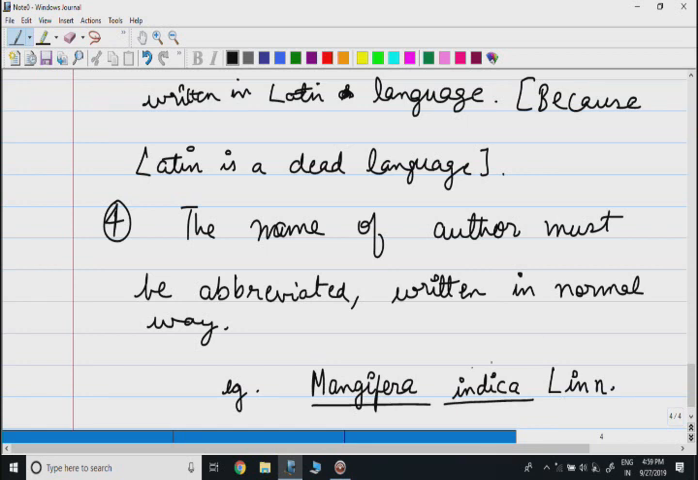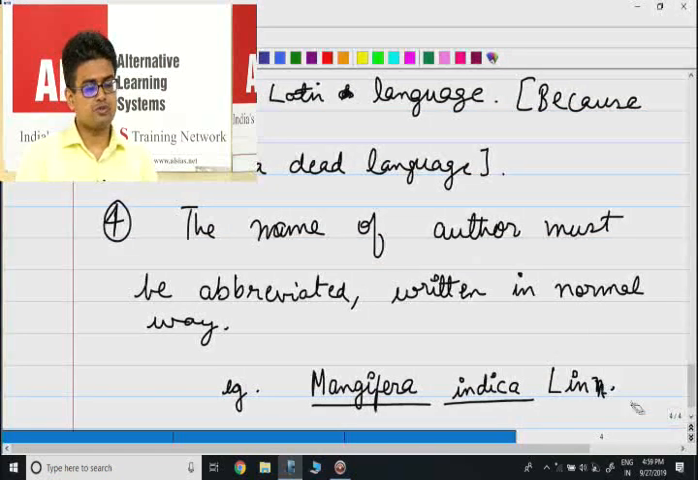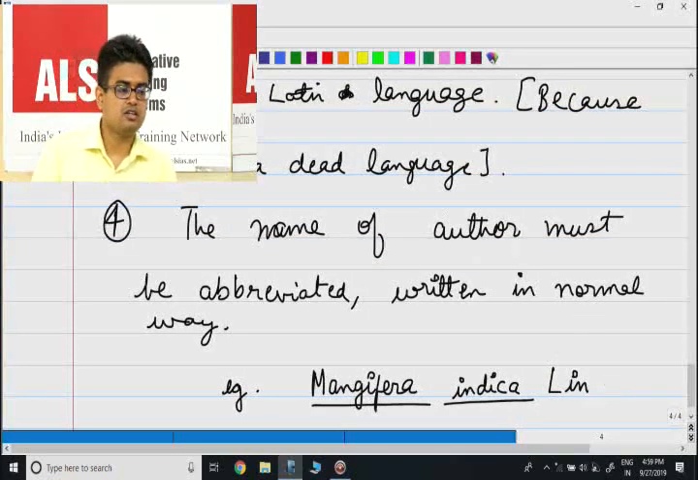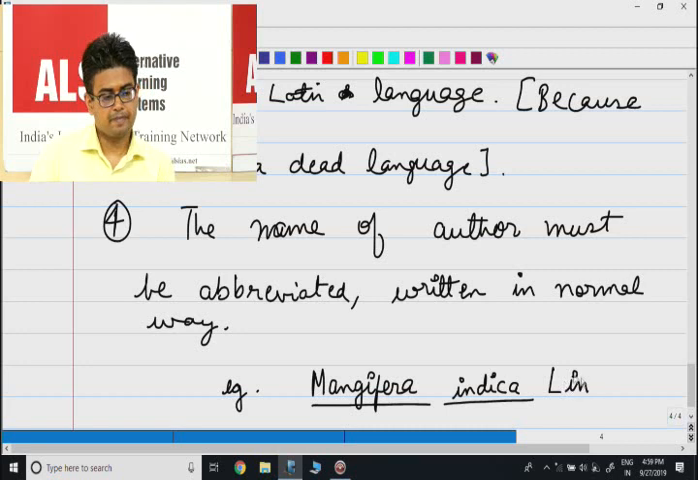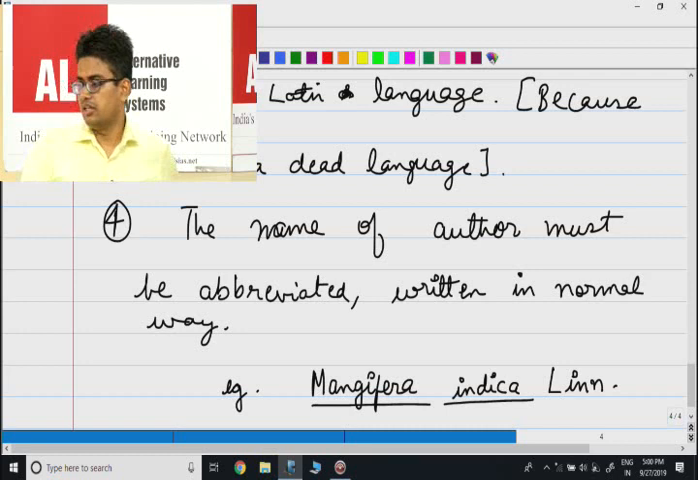Anyway, Mangifera indica, indica is in Latin. Linnaeus's own name is written, but it is written in short. If it's a scientist named Roxburgh, who discovered Pinus gerardiana or the Chilgoza tree, his name is written in short too. So I'm not underlining the Linn part.